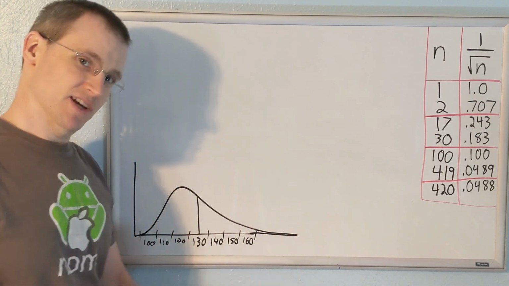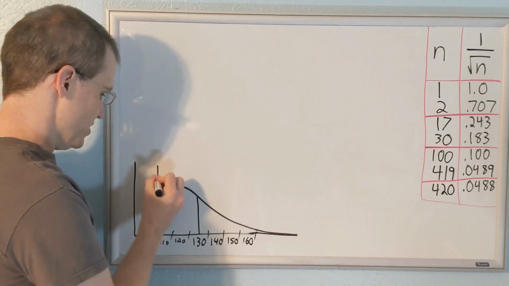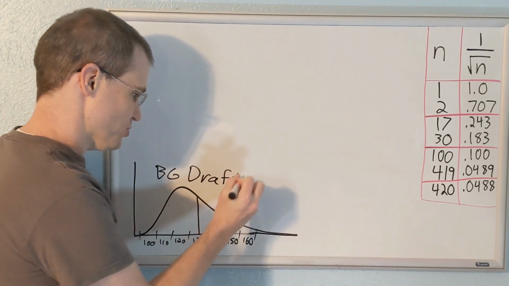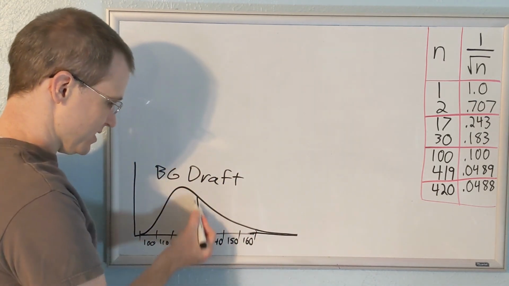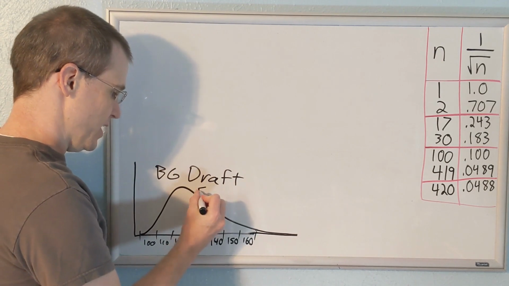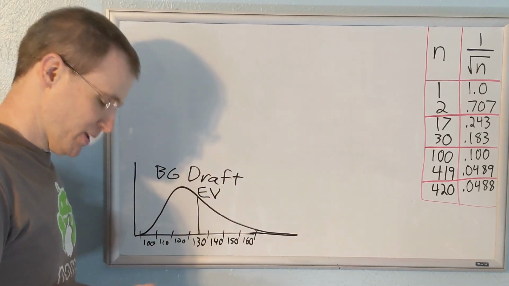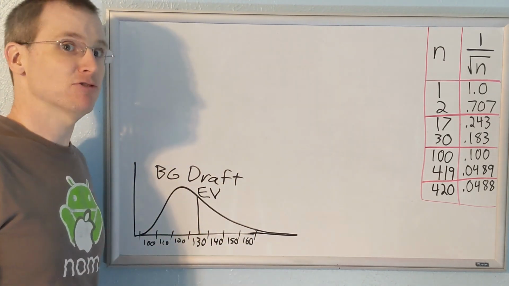The devil is in the details. So let's talk about this. So I went ahead and just redrew, we'll call this Baldur's Gate draft. So this is the distribution of box values that you might get. And this line here is the average, also known as the EV. This is what we always talk about. The average booster box price were you to open all the boxes and take the average.